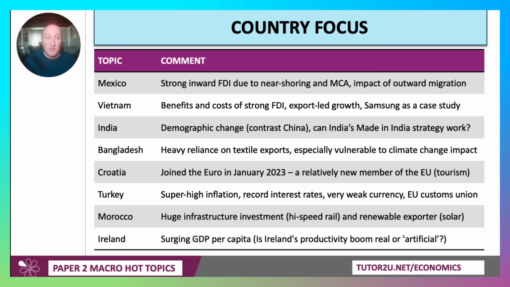Mexico, I've chosen because it's an incredibly interesting country. Very strong inward FDI due to the USMCA, the trade deal between Mexico, Canada and the United States. Huge number of firms, including Chinese car makers, relocating to Mexico, finding capacity in industrial parks in North Mexico and then trying to re-export into the States and avoid tariff and quota barriers. And the impact of outward migration for Mexico is hugely important.